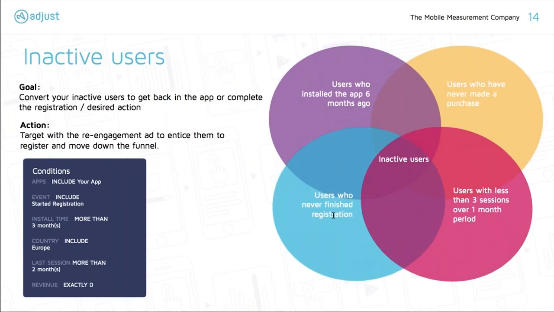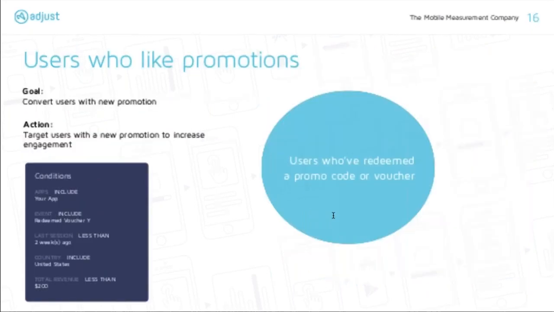Then another segment could be the inactive users. Those are users who do not have a high retention rate, namely inactive users, and you could create yourself a segment here which features those users who installed the app a while ago, did not react to remarketing efforts such as push notifications so far, do not have a high session count, and maybe never finished a certain in-app event, here it is registration within your app, and then start a re-engagement campaign as well in order to drive the users back into the app and move them down the funnel.